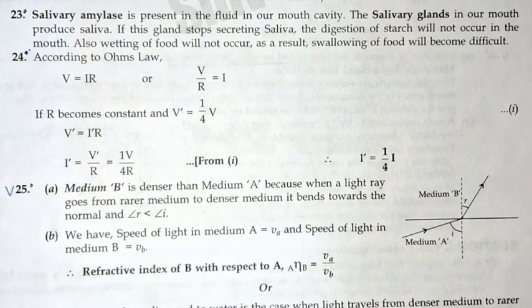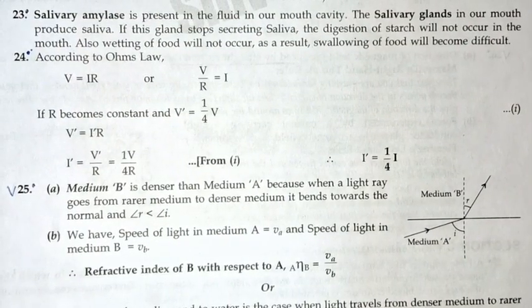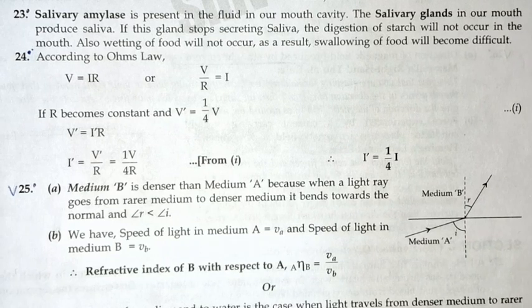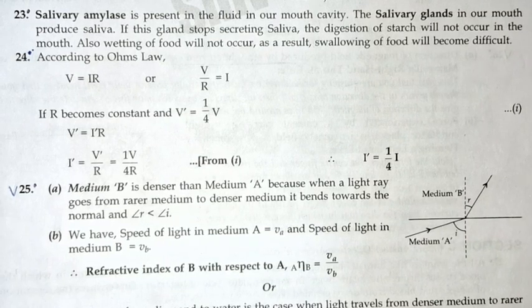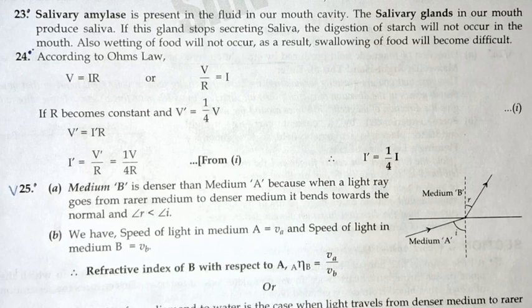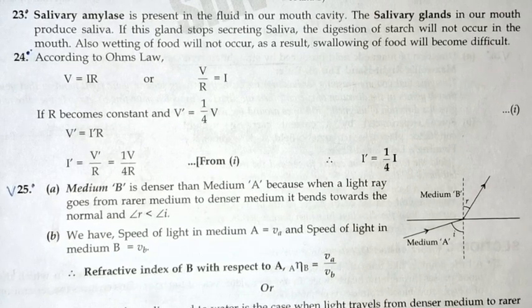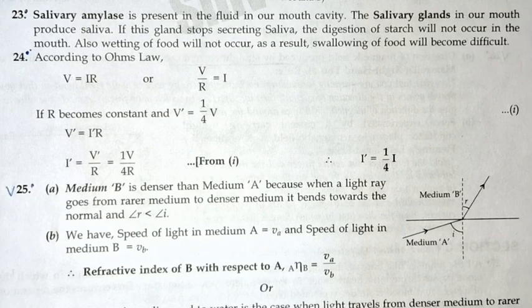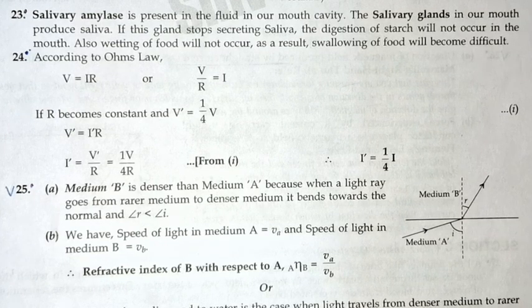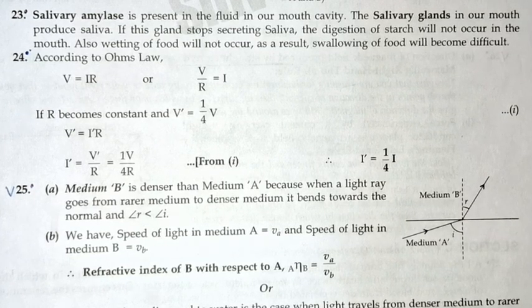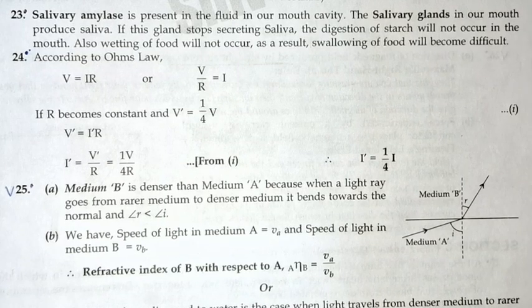Next we have question number 23, in which the enzyme present in the fluid in our mouth is salivary amylase. The salivary glands in our mouth produce saliva, and if this gland stops secreting it, the digestion of starch will not occur, and also wetting of food will not occur. As a result, swallowing will become difficult.